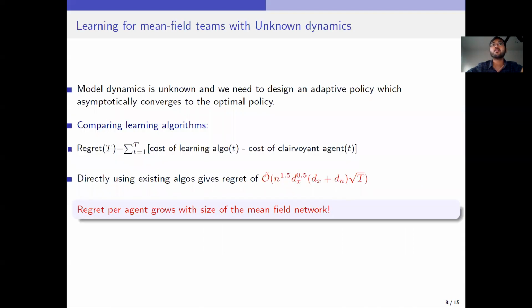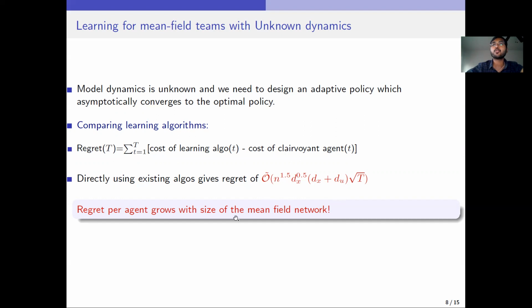Now, getting into learning for mean field teams with unknown dynamics. The model dynamics are unknown and we need to design an adaptive policy which asymptotically converges to the optimal policy. We compare our learning algorithm with other algorithms by obtaining the regret. Regret is the cost of the learning algorithm at time t minus the cost of the clairvoyant agent at time t, summed over the time horizon capital T. And we see that directly using existing algorithms like Thompson sampling, OFU or certainty equivalence methods, we obtain a regret which scales as N to the power 1.5.